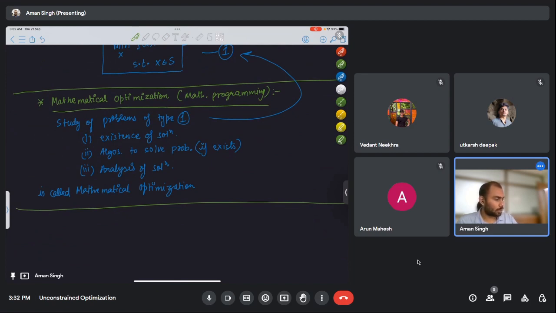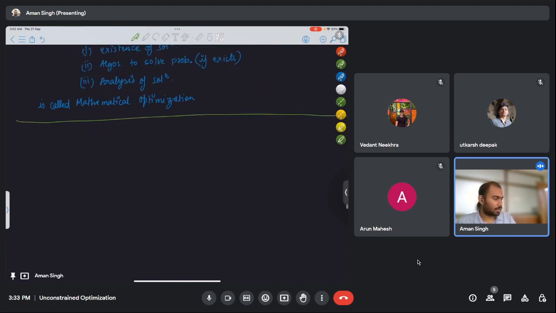Because we'll move to the examples now, some preliminary examples. Okay, I don't think there are any questions, so I'll move ahead. Some optimization problems: one of the very common problems is the shortest path problem.